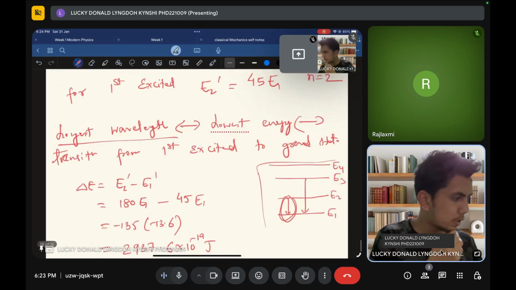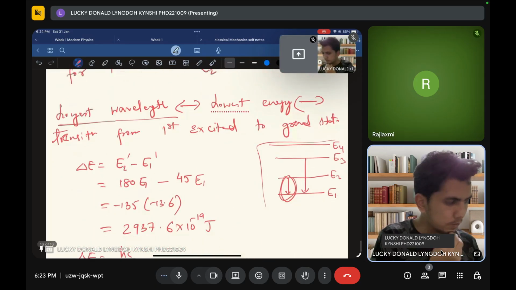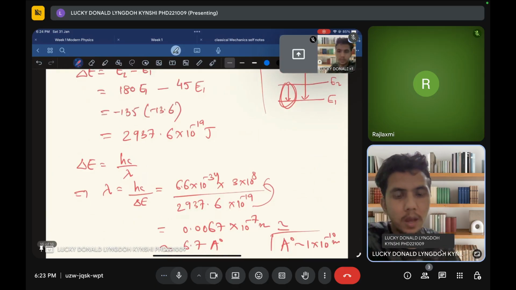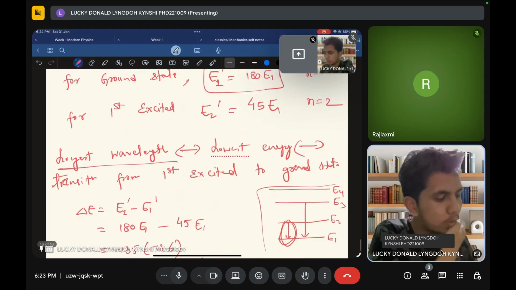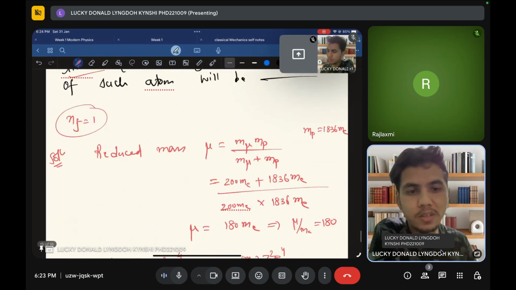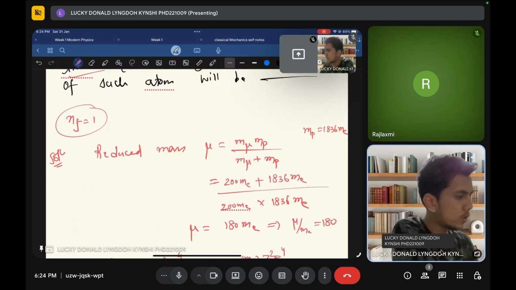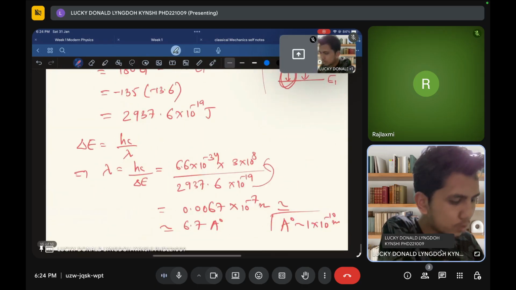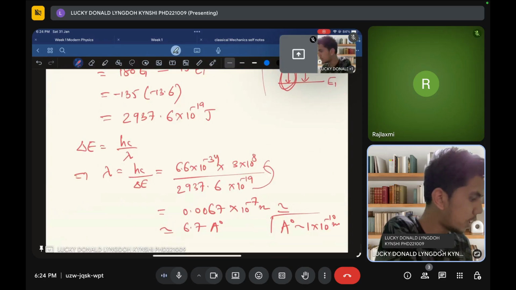This is what you can get from your second problem. The question is to find the longest wavelength of the spectral line in the Lyman series. That means you have to find the energy of the first excited state minus the energy of the ground state, then you will be able to calculate your wavelength. Now the third question is much easier. The third and fourth questions are very similar to this.